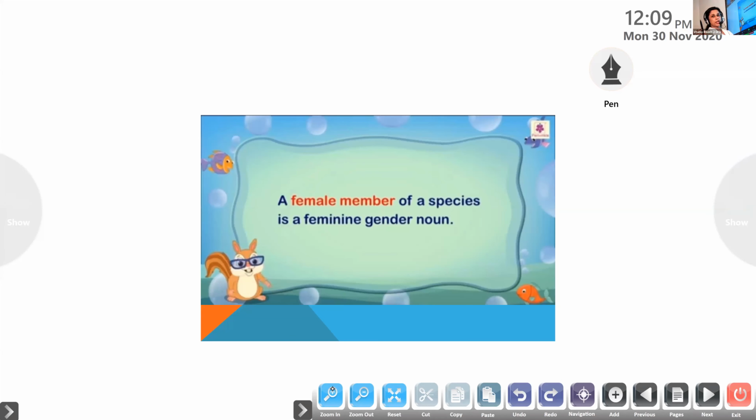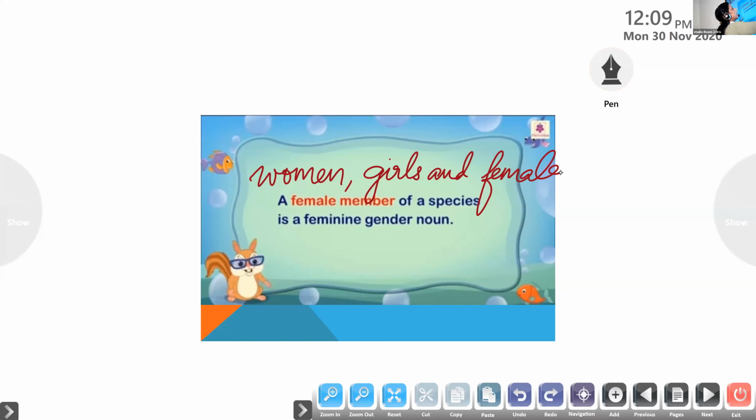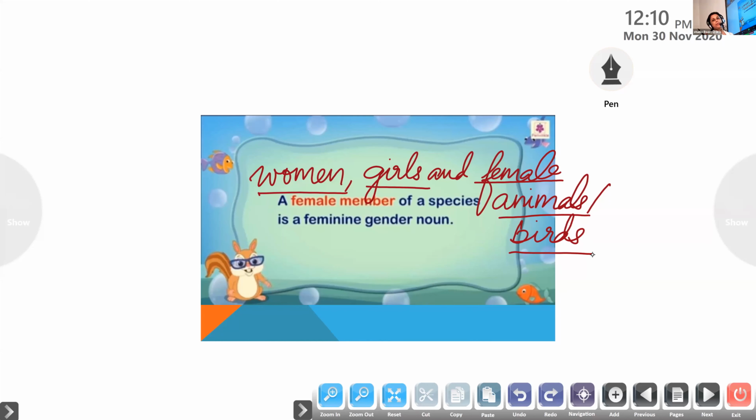Now we'll move on to the feminine gender. Similarly, women, girls, and female animals and birds refer to feminine gender. So women, girls, and female animals and birds are of the feminine gender. Clear? Here it is clearly written, female member of the species. I made it a little more clear for you. The female member of a species is nothing but women, girls, and female animals and birds.